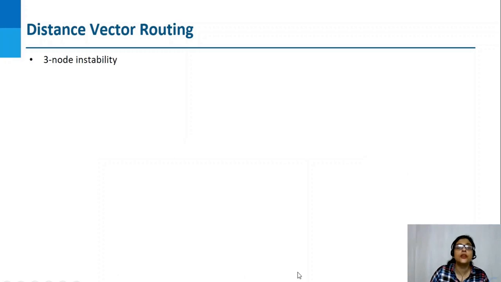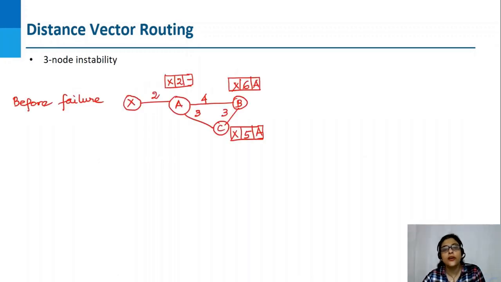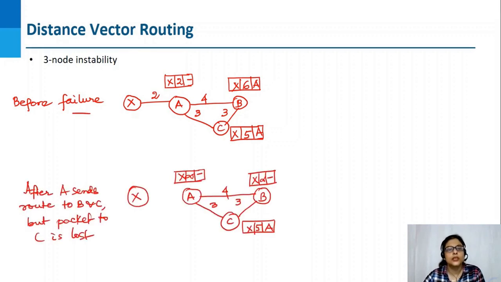Let us understand the three-node instability. Here there are three nodes A, B, C which are connected, and A is directly connected to X. This is the condition before failure. Now suppose there is a link failure between A and X. So A sends this information to B as well as to C. Now it may so happen that the message reaches B and B updates its routing table as per A's message, but the packet to C is lost.